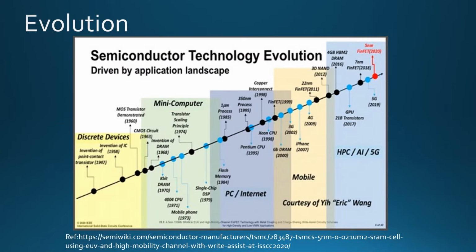This evolution chart indicates the evolution of the VLSI industry. It shows how the VLSI industry grew from a 1 micrometer technology in 1985 to a 5 nanometer or 2 nanometer FinFET technology in a span of 35 years.